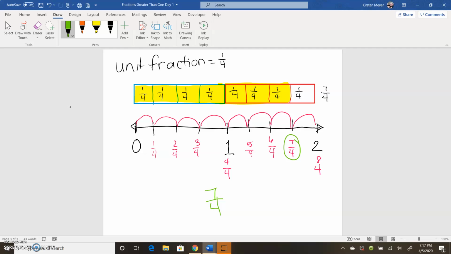Then you're going to label your number line to show each of the tick marks and what they're worth. And then after that, you're going to tell me what is the total fraction that is shown. Good luck, mathematicians.